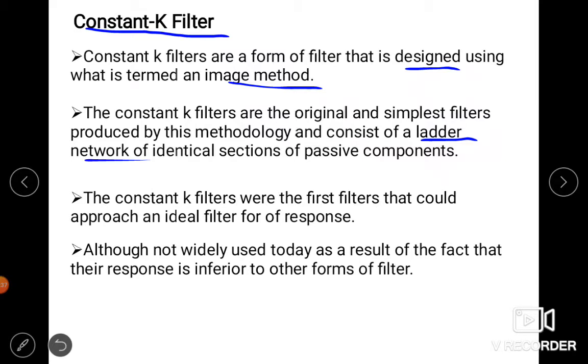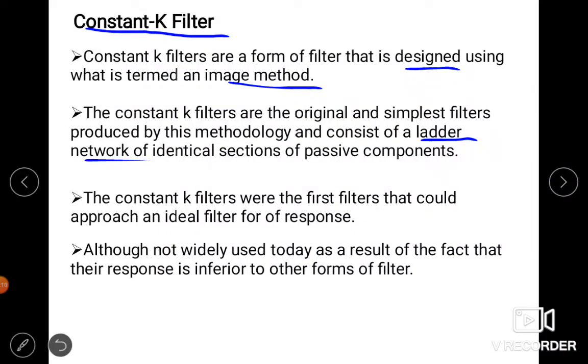However, they are rarely considered for modern design, the principle behind them having been superseded by methodologies which are more accurate in their prediction of the filter response. Using this filter, you can better predict how the filter will respond. So this is the main purpose of designing this filter.